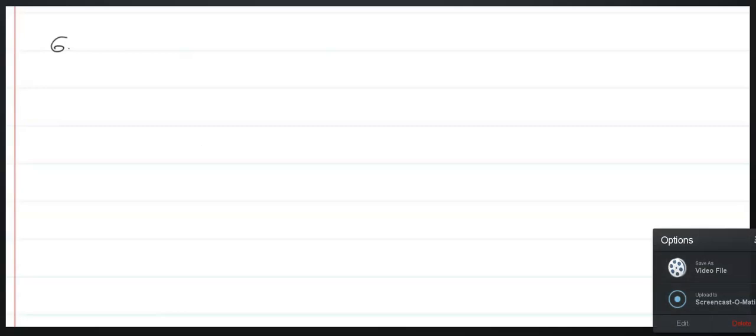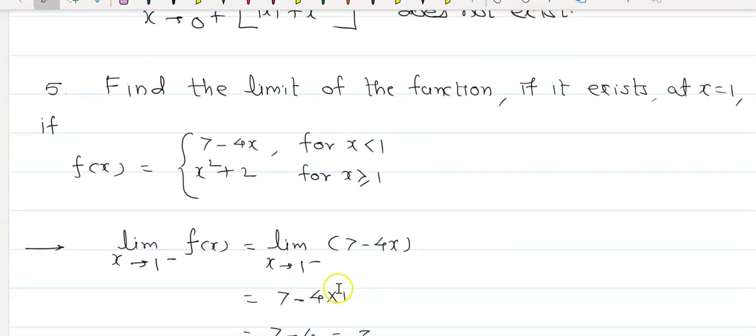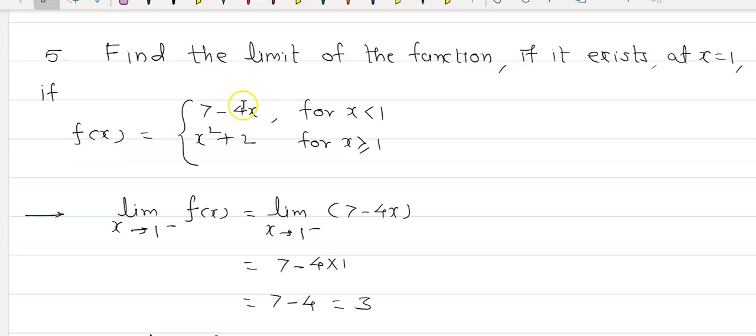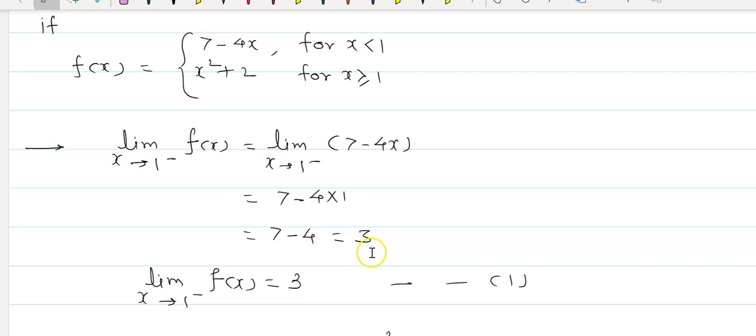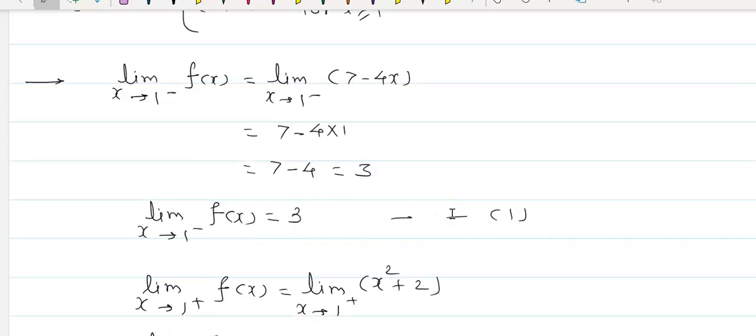Now see this again here. Number 5. F of x is 7 minus 4x, x is less than 1, x square plus 2 for x is greater than or equal to 1. Left hand side limit. The value of the left hand side limit is 3. X is replaced by 1 here. 7 minus 4 is 3.